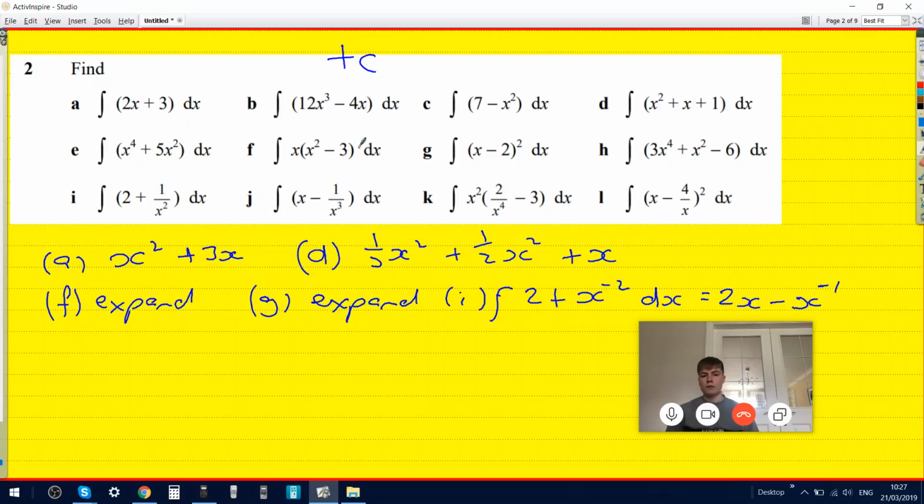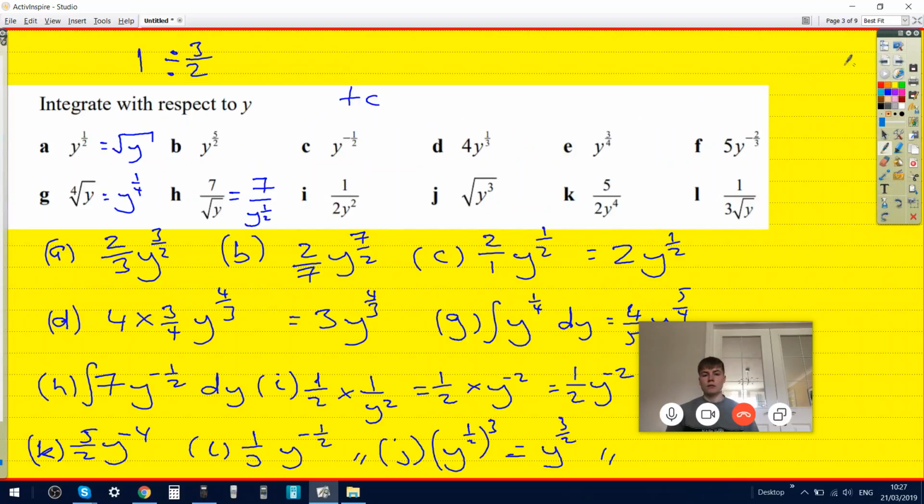Okay, if you have brackets, expand the brackets. Put it into polynomial form. That's not too bad. Expand the brackets, expand square brackets.